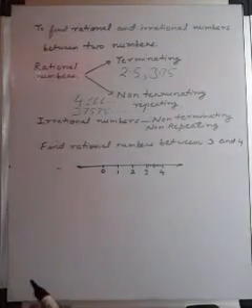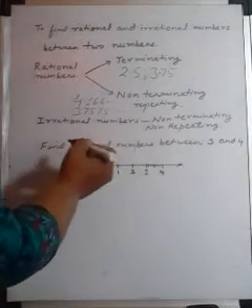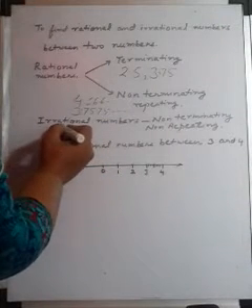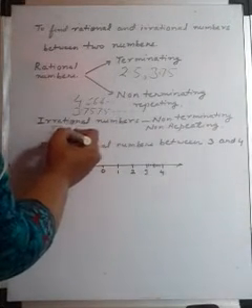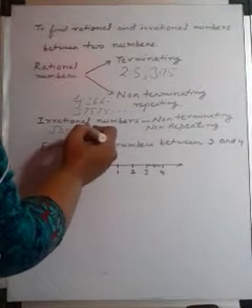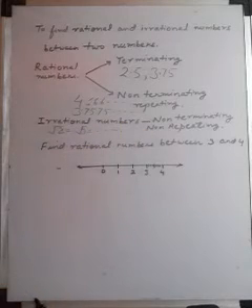Similarly, irrational numbers have non-terminating, non-repeating decimal representation. For example, as we have seen yesterday, root 2 and root 3. All these were irrational numbers in which the digits do not repeat.